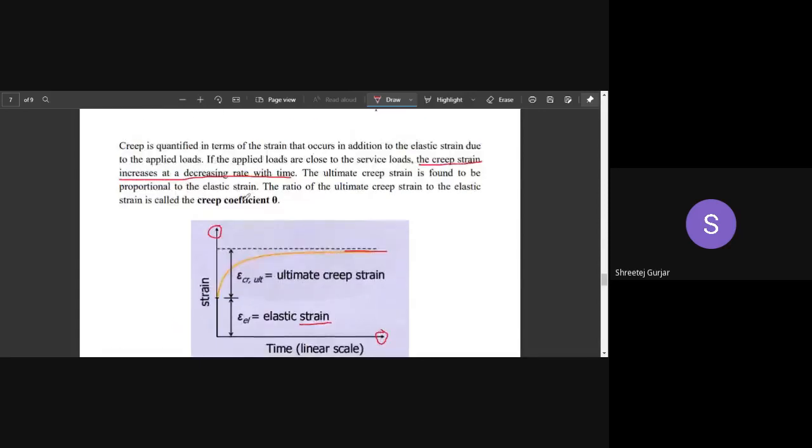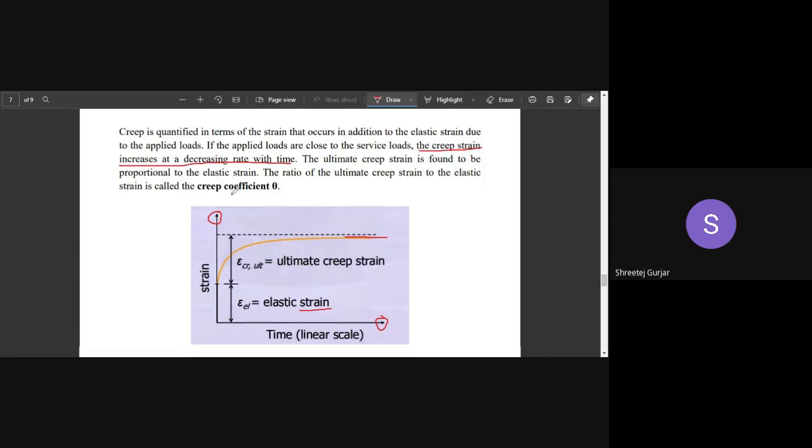So this part is called your ultimate creep strain. This is your elastic strain, and this part is your ultimate creep strain. So what we can say is the ultimate creep strain is found to be proportional to elastic strain. So this creep strain is proportional to elastic strain. From this statement, we can say that the ultimate creep strain is proportional to elastic strain. So this ε ultimate is proportional to elastic strain, that is ε elastic.